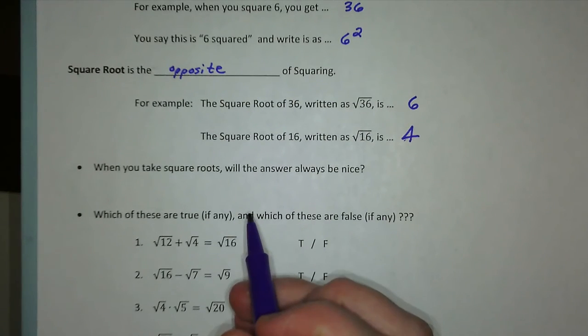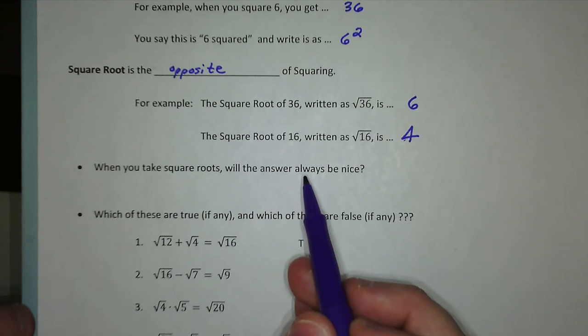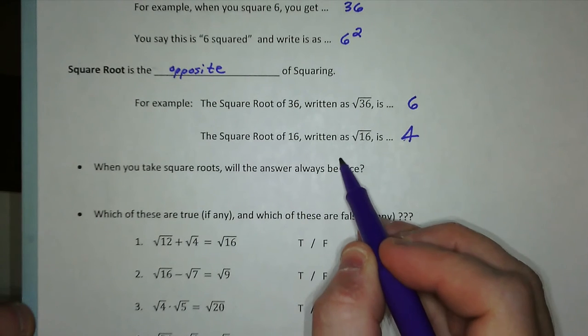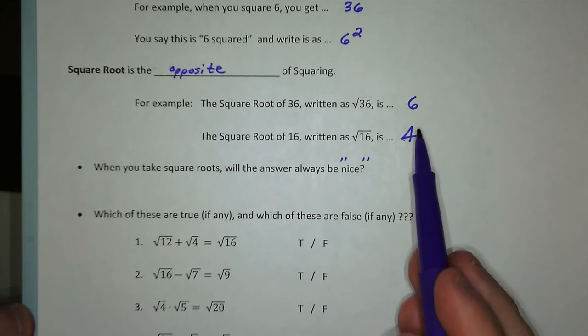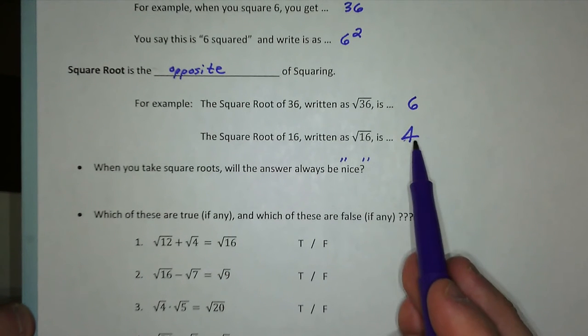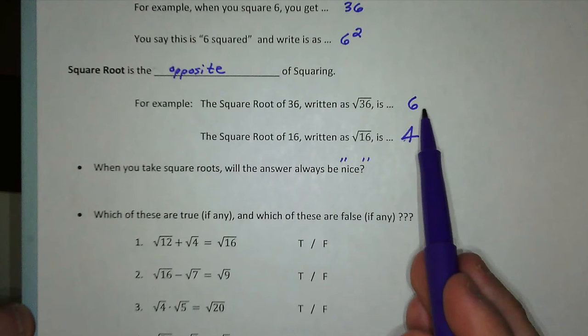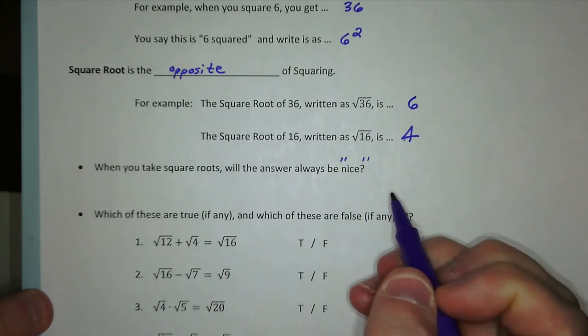Here's a question for you big brains out there. When you take a square root of a number, will the answer always be nice? What do I mean by nice? I mean a nice whole number. The square root of 16 was just 4. That's nice. The square root of 36 is just 6. If you took the square root of 64, you would get a nice 8, right? But of course, this answer is no.